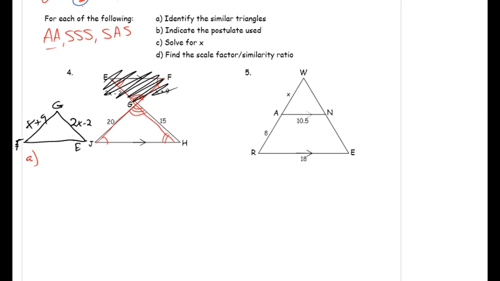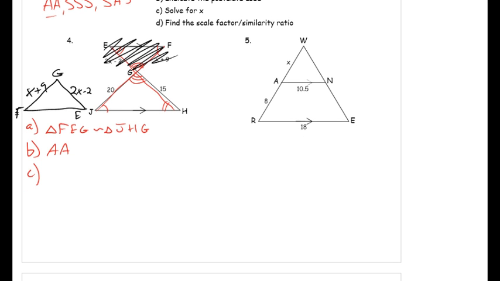So again, my first step, step A, identify the similar triangles. So I'm going to say that triangle FEG, that works, is similar to triangle JHG. By, we already said, AA. Now we're going to go ahead and get into some of the math part here. Solve for x. So to do this, what we want to do is set up a proportion. So I'm going to say x plus 9 over 20 equals 2x minus 2 over 15. That's just one that works.